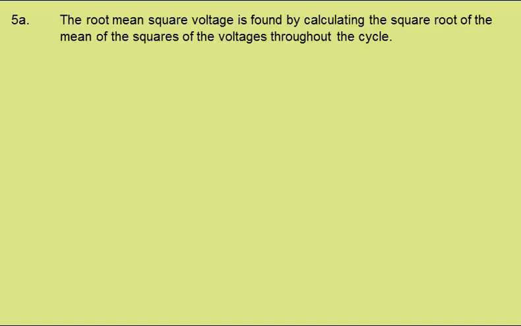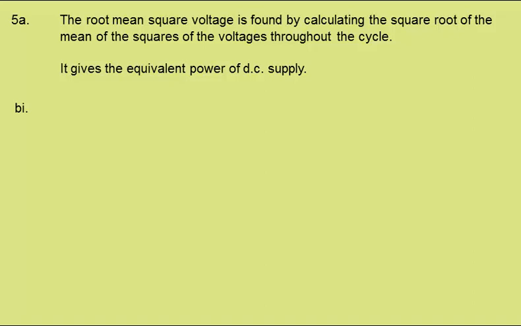In question 5, we're told domestic users in the UK are supplied with mains electricity at a root mean square voltage of 230 volts. In A, we need to state what is meant by root mean square voltage. Well, the root mean square voltage is found by calculating the square root of the mean of the squares of the voltages throughout the cycle. It gives the equivalent power of a DC supply.